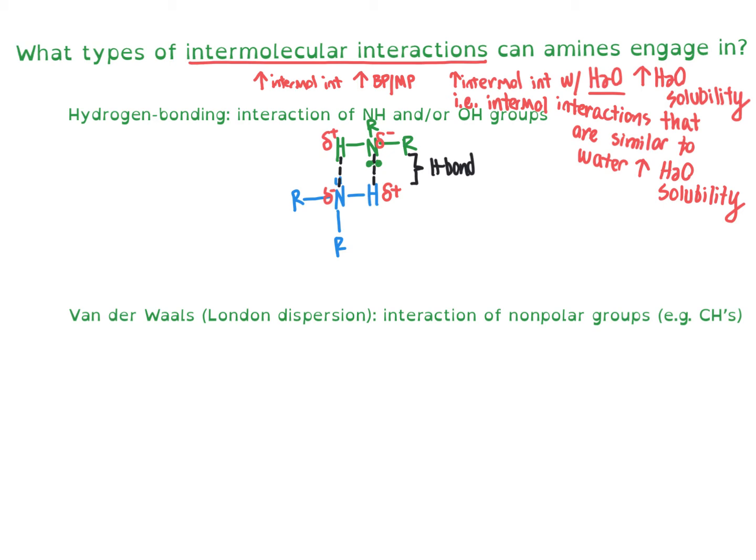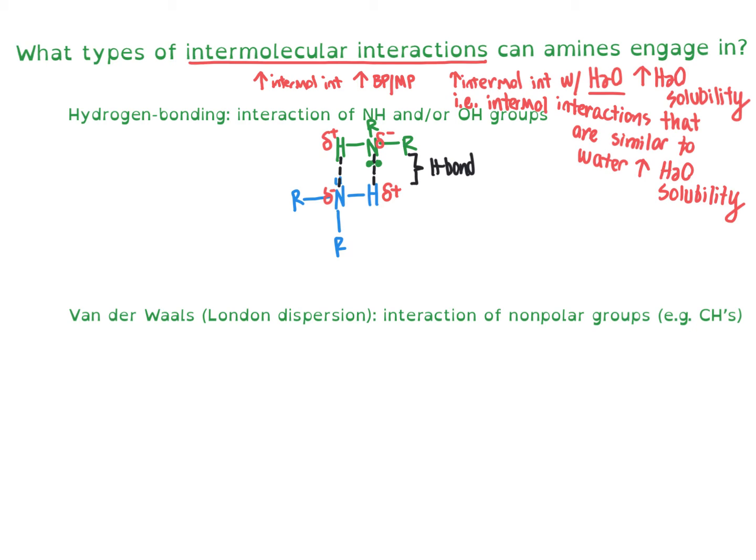And you will notice that we mentioned hydrogen bonding being the interaction of NH groups with other NH groups, or OH groups with other OH groups, or NH groups with OH groups, and vice versa. So when we're looking at hydrogen bonding, certainly hydrogen bonding is a strong driving force of intermolecular interactions of amines because it's stronger than the other types of intermolecular interactions that we could look at, such as standard dipole-dipole interactions or van der Waals forces. So hydrogen bonding is our first consideration when we think about the intermolecular interactions that amines can engage in.